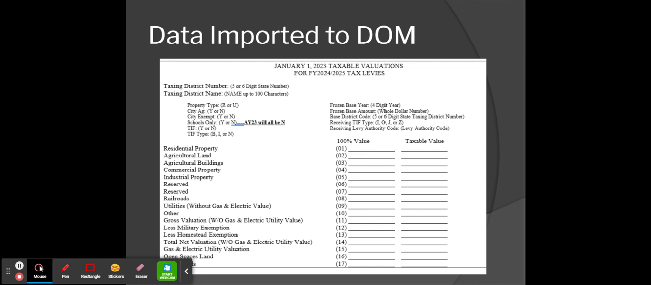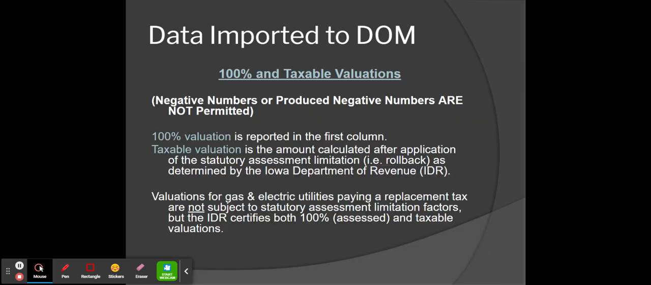It's each and every tax district and information about that tax district, what type of tax district it is, the name, the 100% and taxable value by class, exemptions, etc. So a variety of different pieces of information for each and every tax district. So we'll walk through the actual fields of data that are imported.